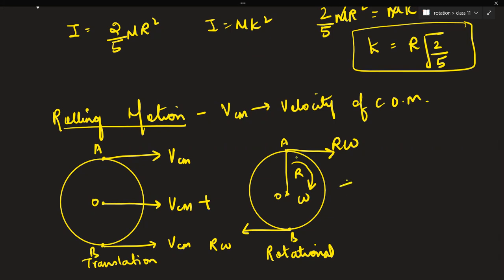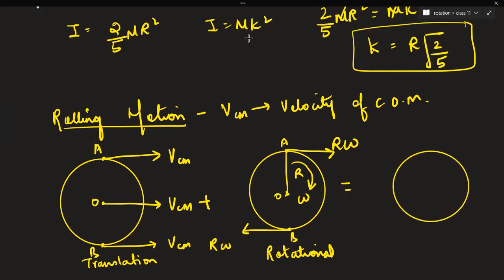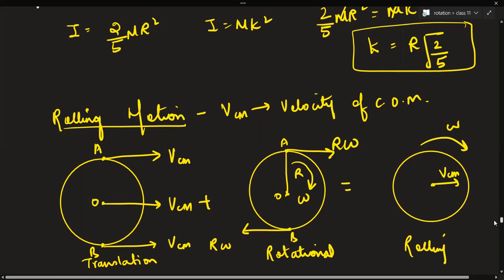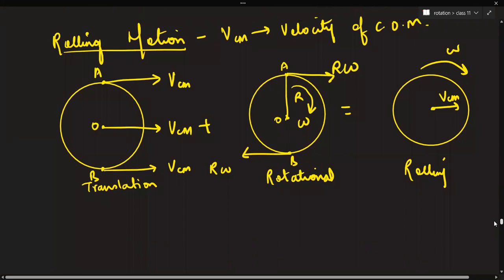When you add both these motions together, that gives you a complete motion, which is known as rolling motion. So rolling motion is simply a combination of both motions. Here the center of mass will be moving forwards as well as rotating. Rolling motion is a combination of translation plus rotation. There's also pure rolling, which I'll tell you later on. First, pay attention to this part.